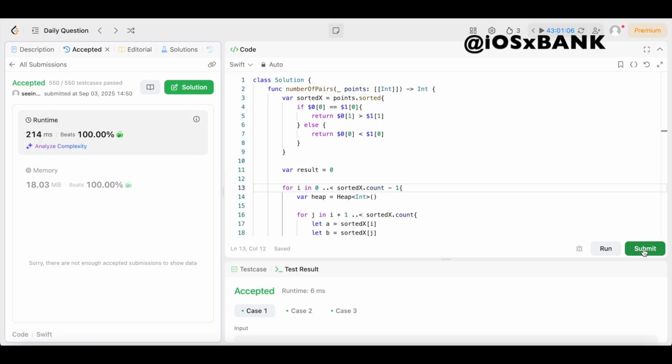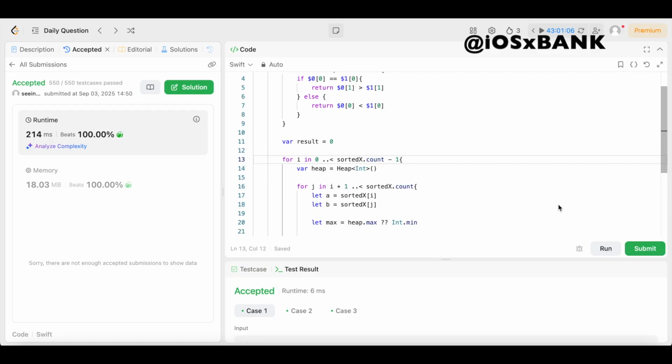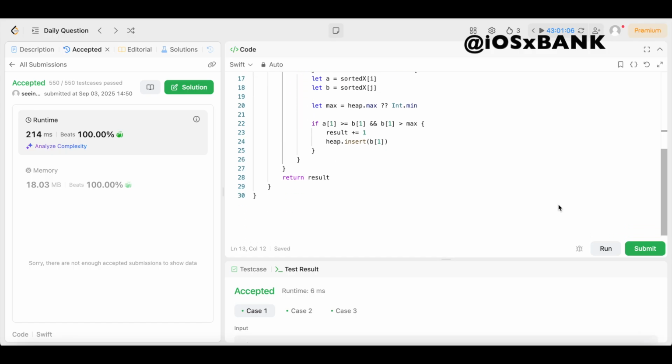Let's see. Look at that, y'all. 214 milliseconds beats 100% of users. That's what I'm talking about. That's what I like to see. So with that being said, y'all, make sure you get one more look at the code. This is the top part. This right here is the bottom part.